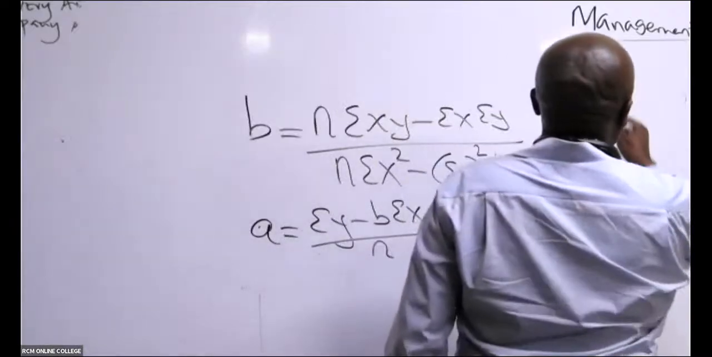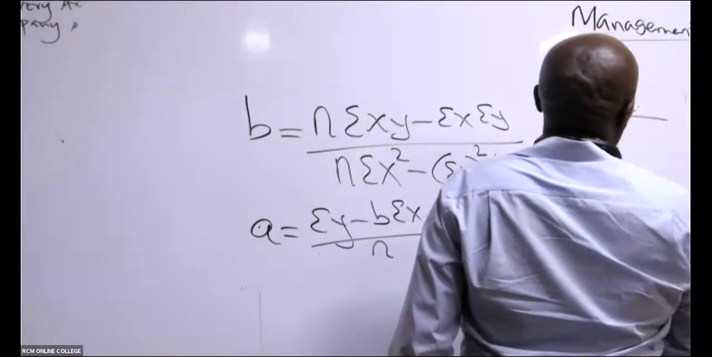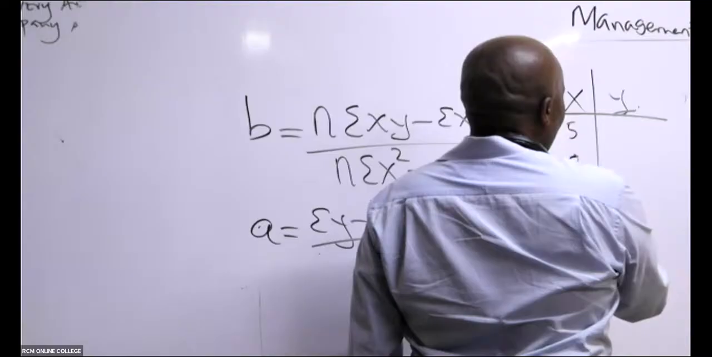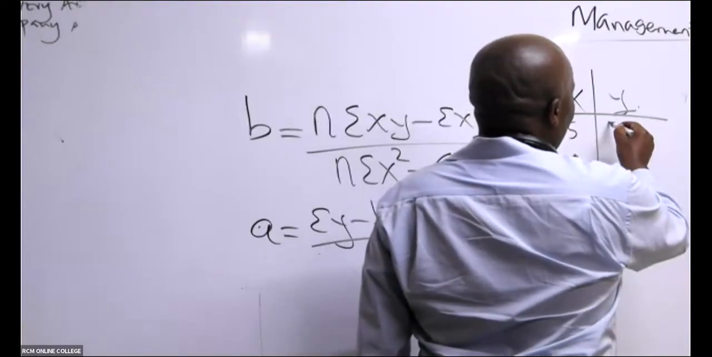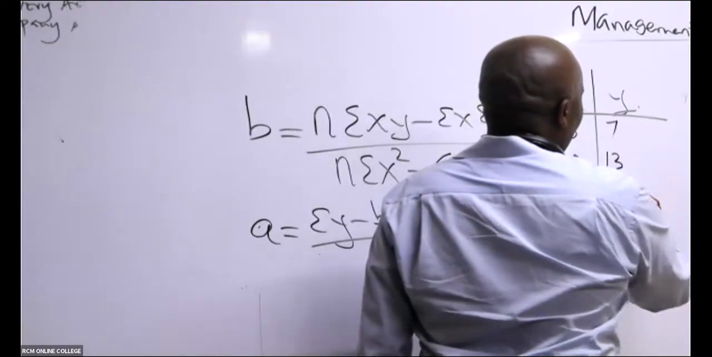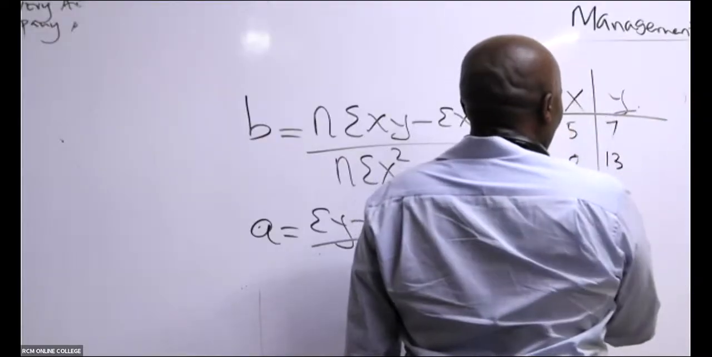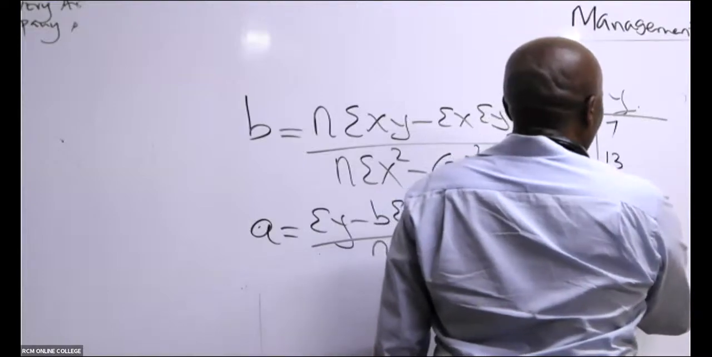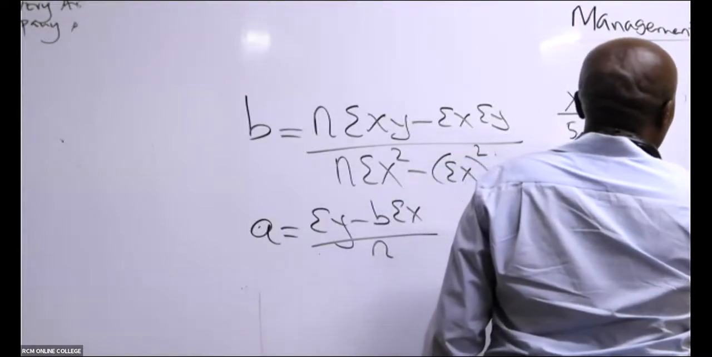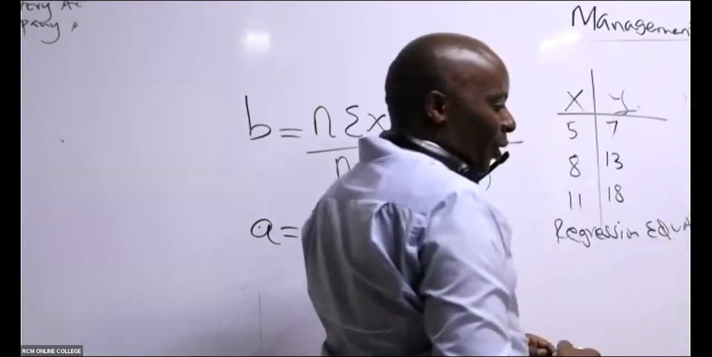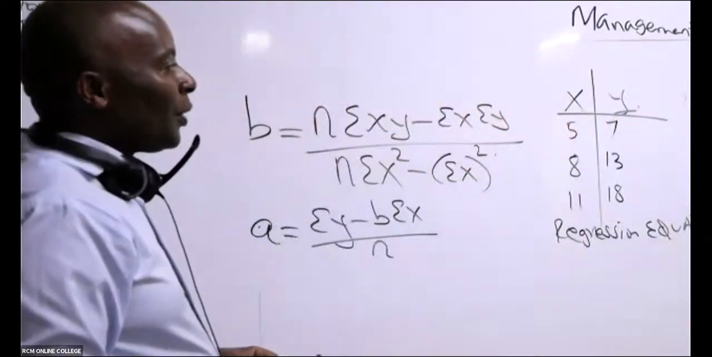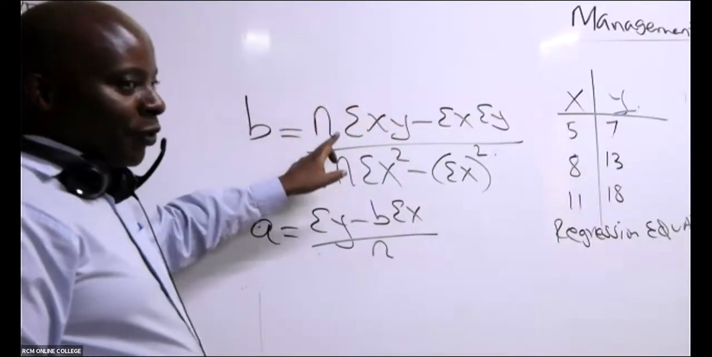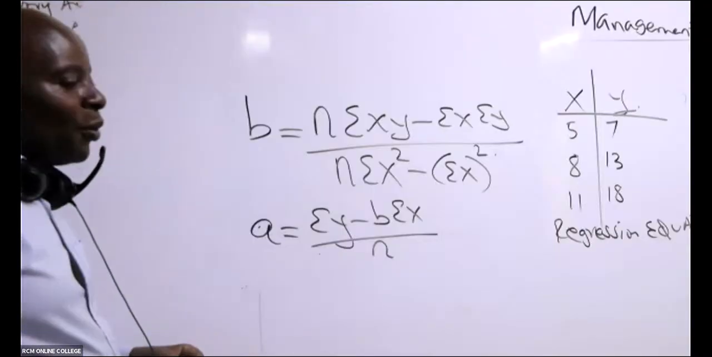So before we look at our past paper, I will give you a small illustration. We have x and y. x in this case is 5, 8, 11, and y is 7, 13, 18. And we are told to give a regression equation. I'll be able to explain what this n stands for.